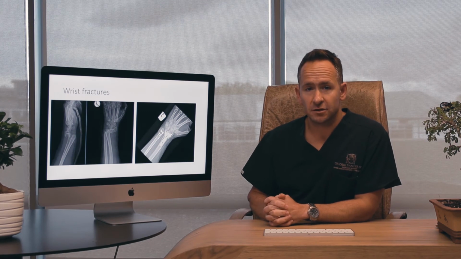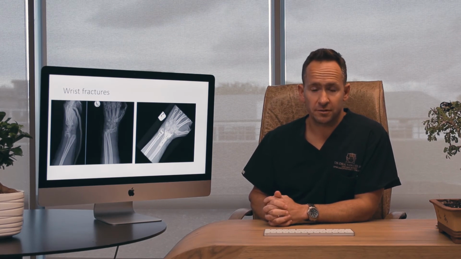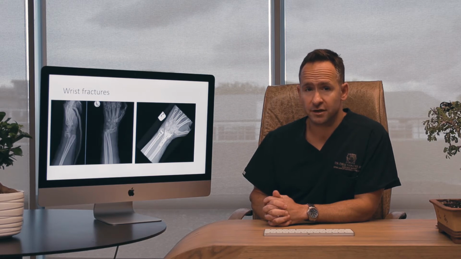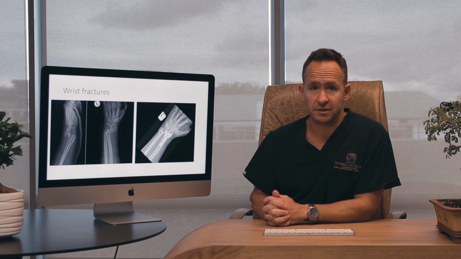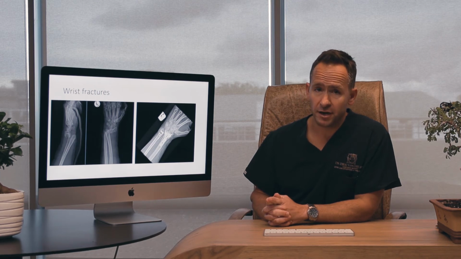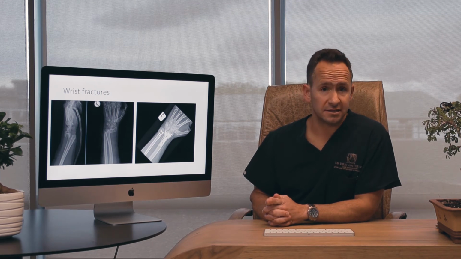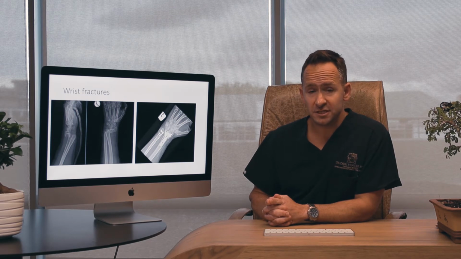Wrist fractures are the most common injury to the upper limb, and the most common is the distal radius fracture, typically known as the Colles fracture, when it's just involving the distal part of the radius bone and classically seen in old people.